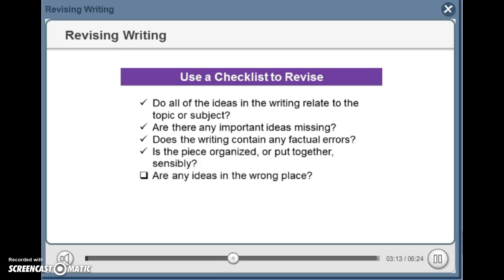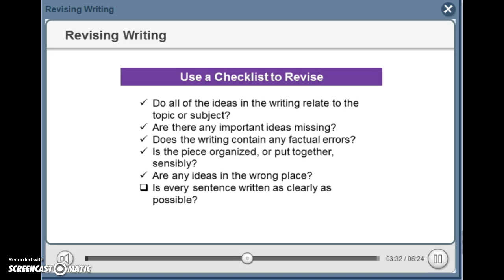Are any ideas in the wrong place? As you reread your draft, look for things that seem like they might be in the wrong place. Think about how the ideas in your writing connect together and move things that might need to go in a different place. This can improve the draft's organization.